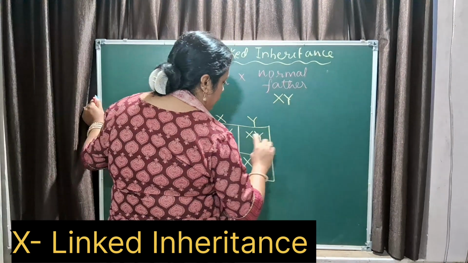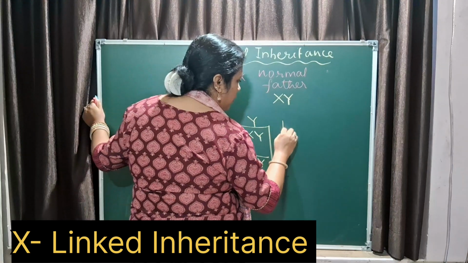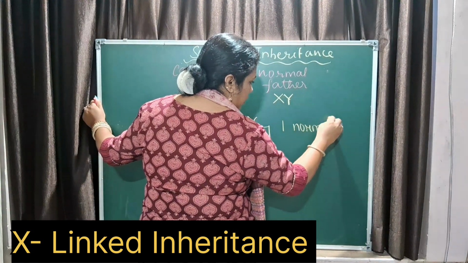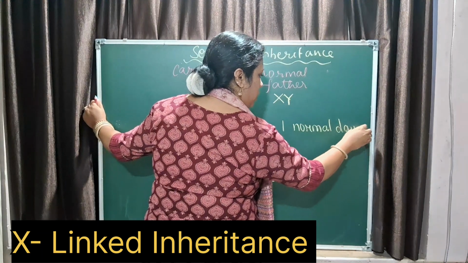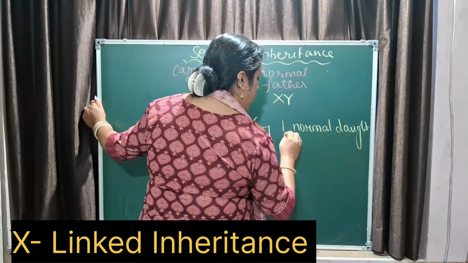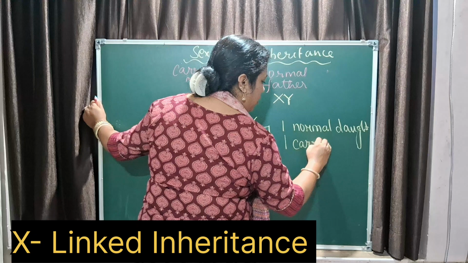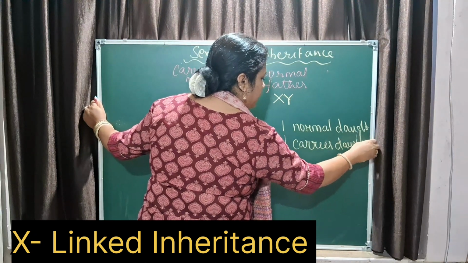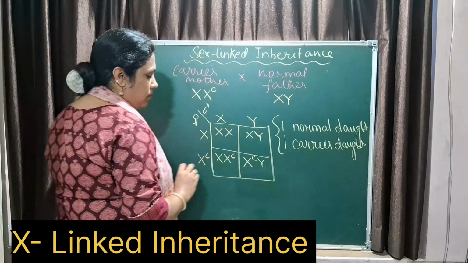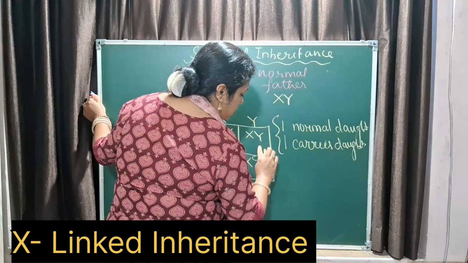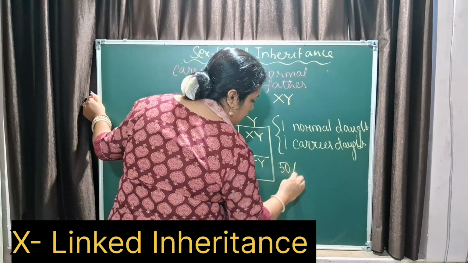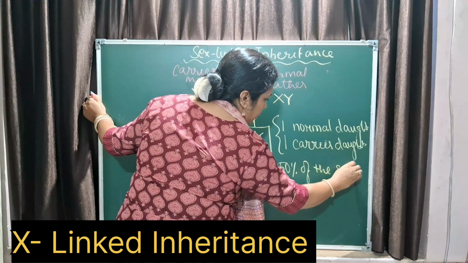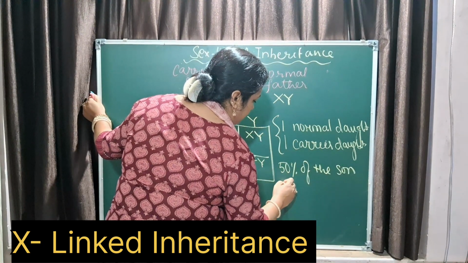So, out of the 2 daughters, one is a completely normal daughter, one is a carrier daughter, but both of them are normal visioned. Out of the 2 sons, 50% of the sons of this couple can be color blind.